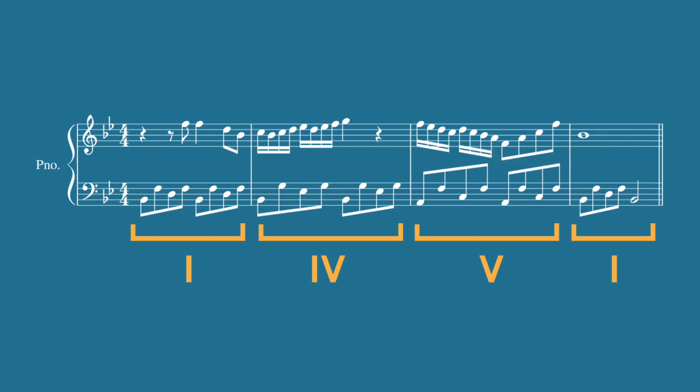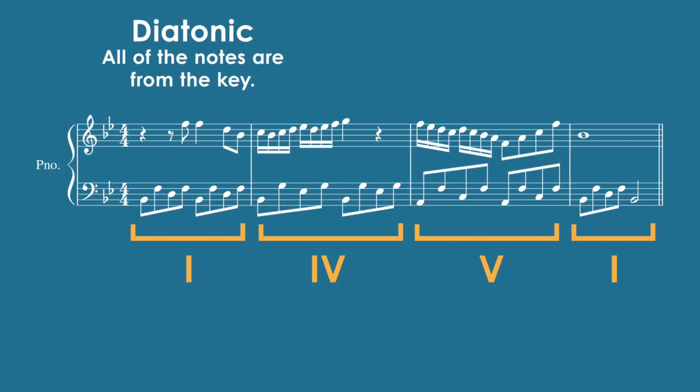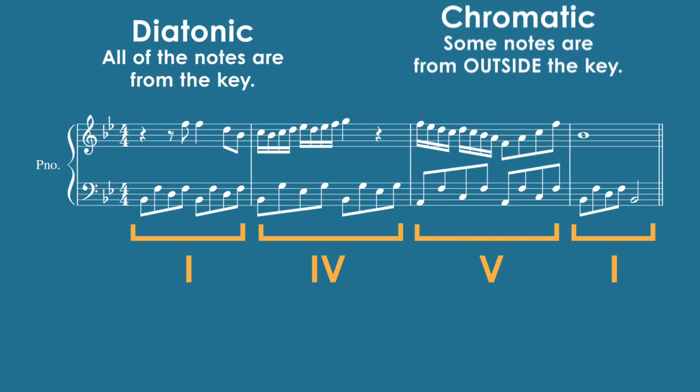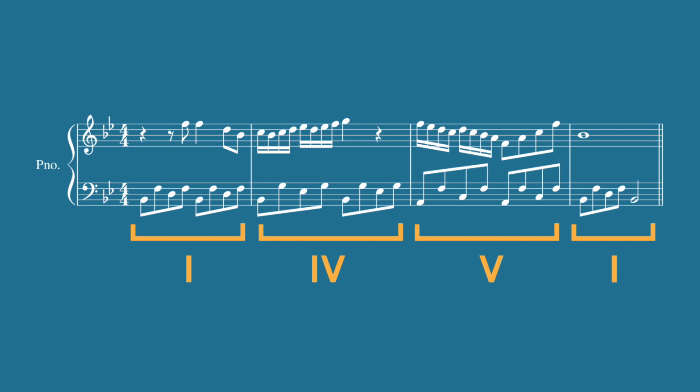One last thing to note about this phrase is that it doesn't use any accidentals. All of the notes in this phrase are from the key of B flat. In music theory, this is called diatonic, where all of the notes are from the key, as opposed to chromatic, where there may be notes from outside the key. You would see that if there were any accidentals written in this phrase. But since we don't see any accidentals, all of these notes are from the key of B flat. So here's what it sounds like all together.